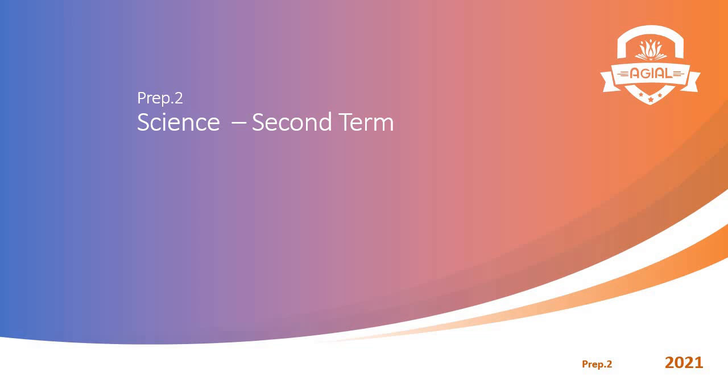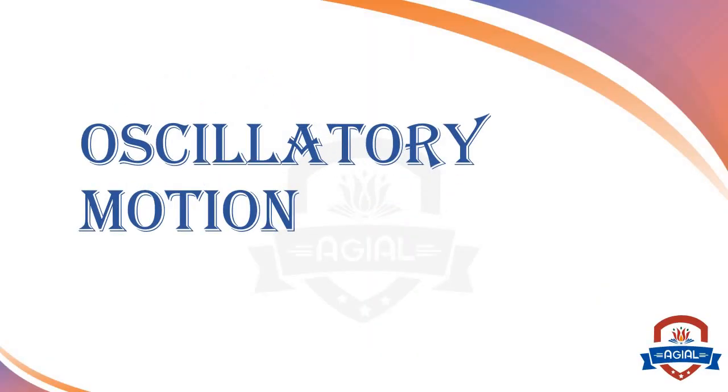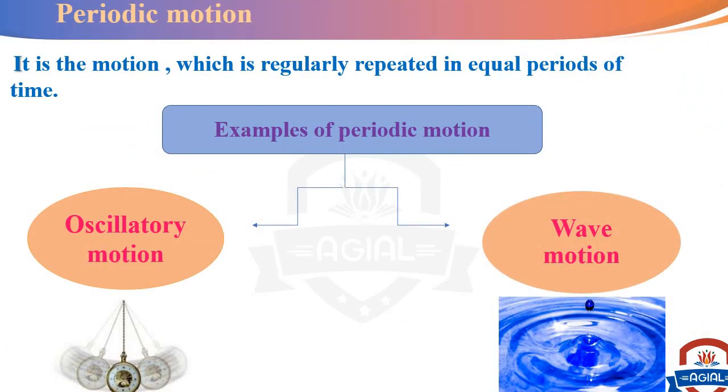Today we are going to talk about the oscillatory motion. First, the periodic motion is defined as the motion which is regularly repeated in equal periods of time, like oscillatory motion and wave motion.